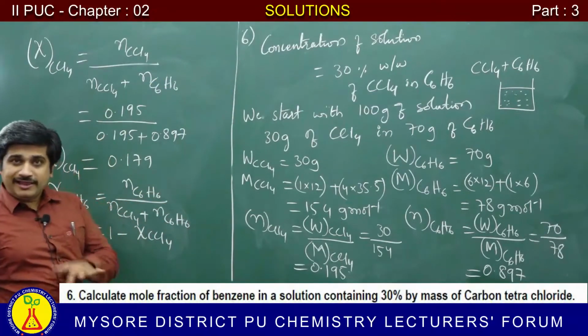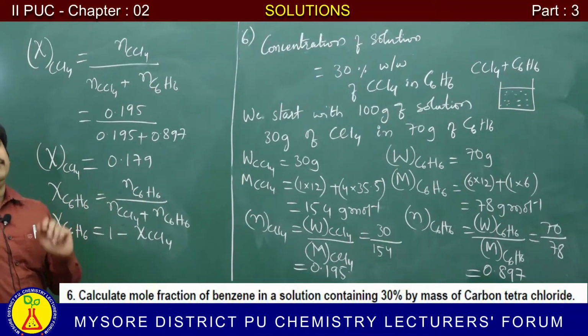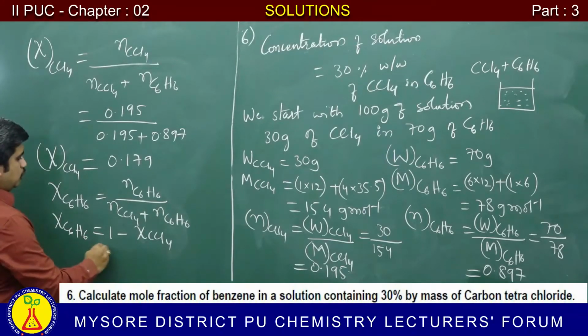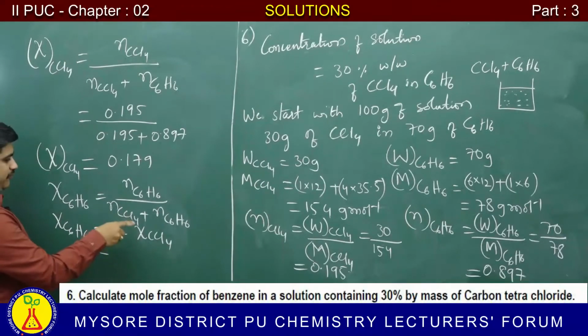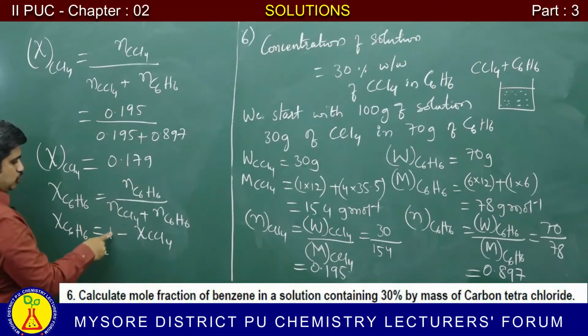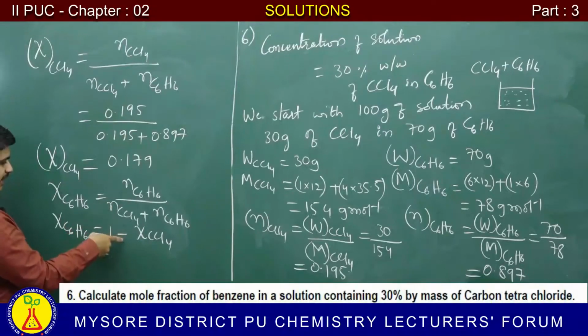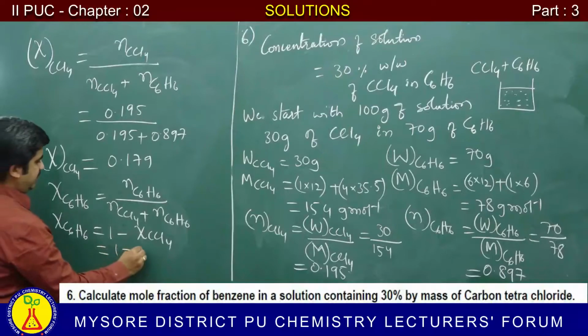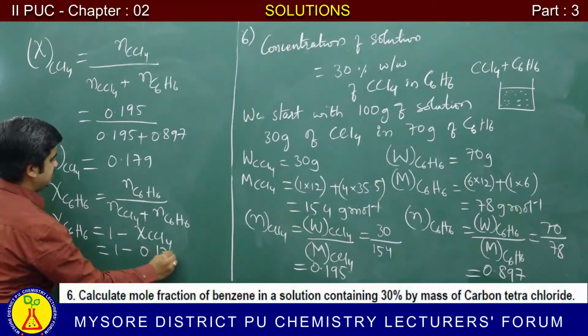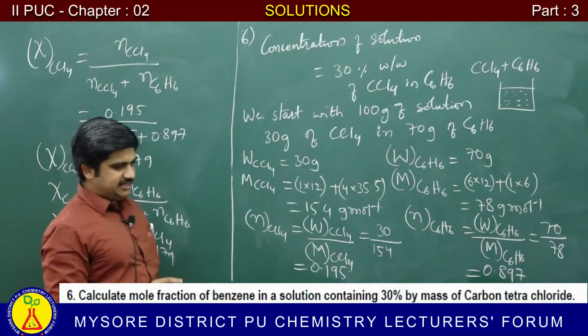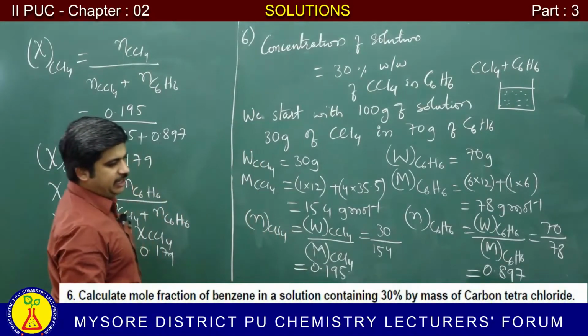The total of all the mole fractions also has to be 1. Correct? So the total is 1. The mole fraction of carbon tetrachloride is so much. So if we subtract, we get this. So 1 minus 0.179. The answer that we get is 0.821.